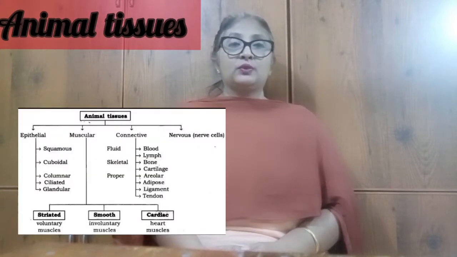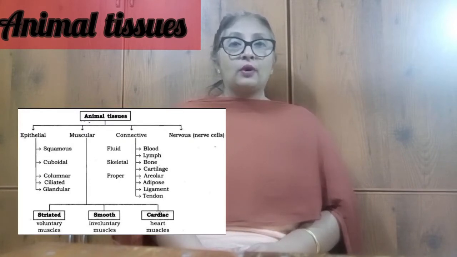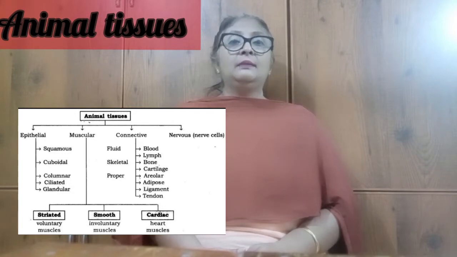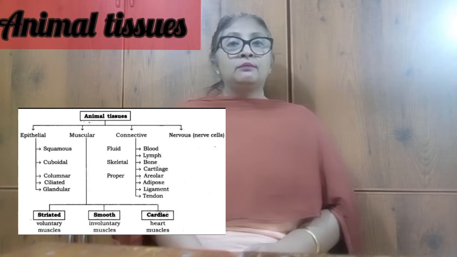Hello students, let us continue with the chapter tissues. Here we will be discussing first the different types of animal tissues. Animal tissues are basically divided into four: epithelial tissues, connective tissue, muscular tissue and the nervous tissue.